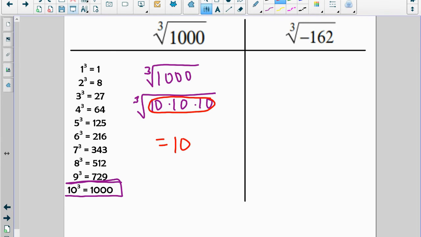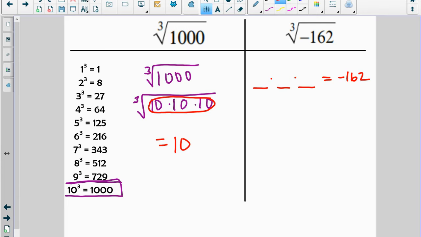Now the cube root of negative 162. You might be tempted to think, well, I can't take the cube root of a negative number because we couldn't take the square root of a negative number. However, think about it this way. What number times itself again equals negative 162? Is it possible to multiply a negative times another negative and still get a negative answer? Absolutely it is. And that's how you can take cube root of negative numbers. We don't even have to mess with i, the imaginary number here.